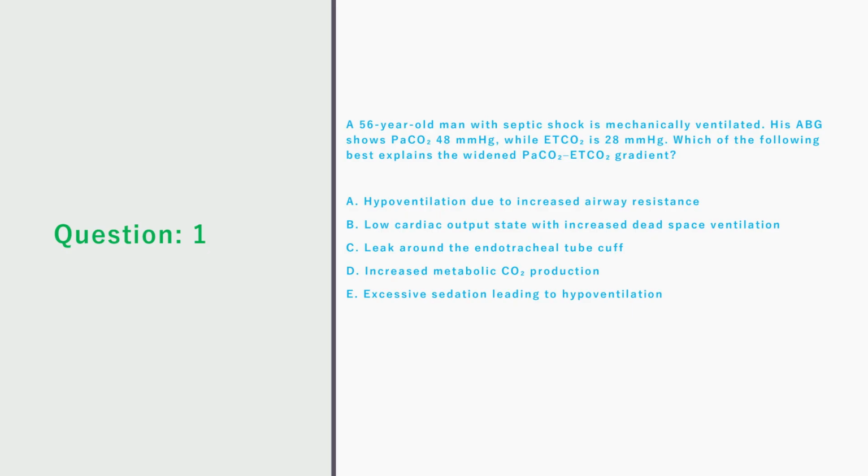Question 1. A 56-year-old man with septic shock is mechanically ventilated. His ABG shows partial pressure of CO2 48 mm of mercury, while EtCO2 is 28 mm of mercury. Which of the following best explains the widened partial pressure of CO2 to EtCO2 gradient?